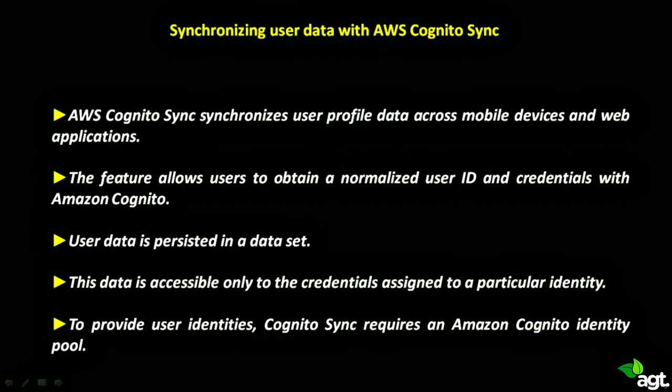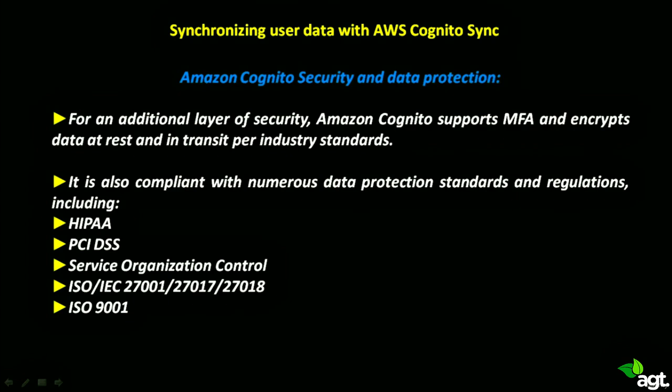The service supports both Android and iOS devices with high-level client libraries that cache users' data locally. The latter makes data available even if a device itself is offline, and user data is persisted in a dataset, and this data is accessible only to the credentials assigned to your particular identity. For private user identities, Cognito Sync requires an Amazon Cognito identity pool, and therefore to use Amazon Cognito Sync, an organization needs to first set up an identity pool.